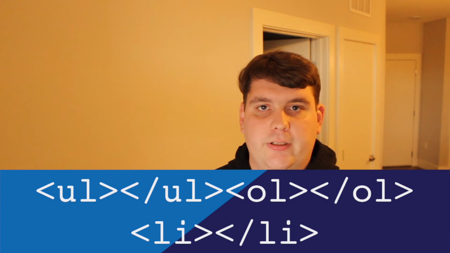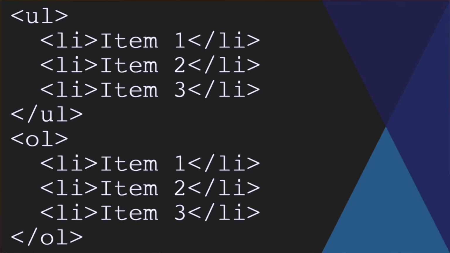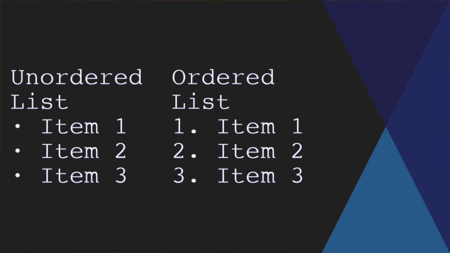The last set of tags I want to introduce you to are the list tags. With HTML, you can create an unordered list with UL or an ordered list with OL. And the method for doing both is exactly the same. Inside the UL or OL element, place as many list item elements as you want. If you have an unordered list, you're going to see bullet points next to them. If you have an ordered list, you'll see numbers.